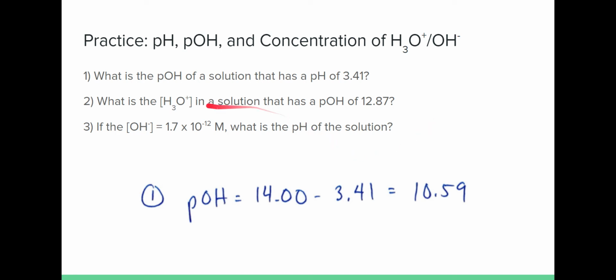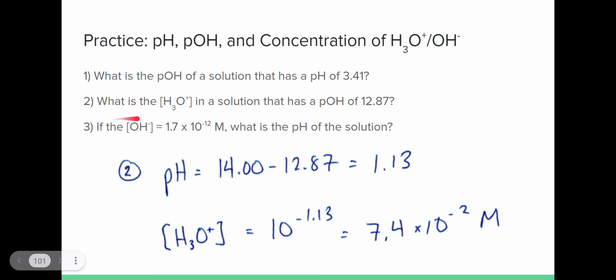For number 1, to find the pOH of a solution in which you're given the pH, it turns into a simple situation where you just have to take the pH away from 14, and that should give us a pOH of 10.59. For number 2, we're starting with the pOH of the solution. To find the pH, I need to take 12.87 away from 14. That gives me the pH of the solution to be 1.13.